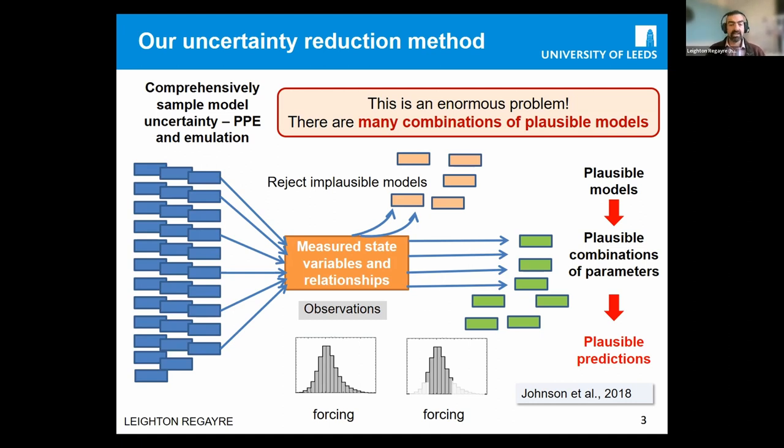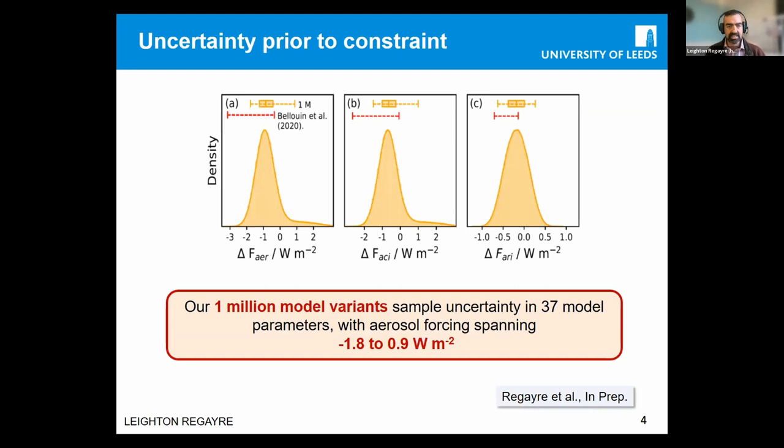And then we rule those out by comparing to measurements. It's just a basic history matching approach. And ideally, we'll get a greatly reduced aerosol forcing uncertainty, which obviously that complexity increases with the number of measurements that we compare to. And that's what I'm looking at today.